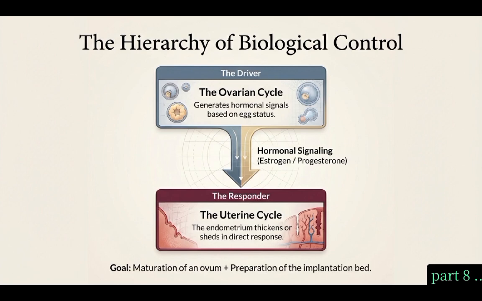So the goal is maturation of an ovum and preparation of the implantation bed. The end product of the ovarian cycle is to mature the ovum. The ovum is the oocyte. The ovum is the egg. And the end product of the uterine cycle is to prepare the uterine endometrium for implantation.